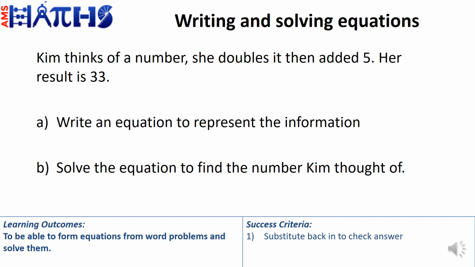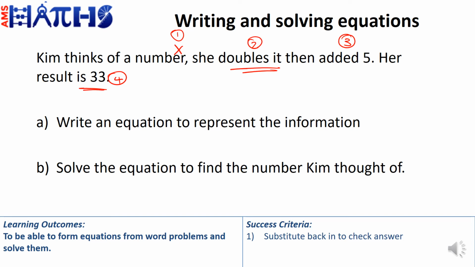Alright, Kim thinks of a number. We don't know what the number is. They haven't told you what letter, so you will have to choose a letter. Let's call it X. It could have been P, Q, whatever letter you'd like to use. She doubles it, then adds 5. So X, she thinks of a number as the first thing. She doubles it, which is the second thing. She adds 5, which is the third thing, and her final result is the fourth thing.